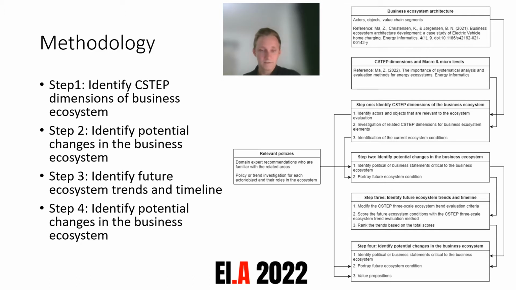So in step 1, we identify the C-STEP dimensions of the business ecosystem and thereby identify the current system. For step 2, we identify the potential changes in the business ecosystem that can help us portray this future ecosystem. For step 3, we try to come up with the timeline stage transitions for the future ecosystem. And in step 4, we identify the potential changes and thereby identify value propositions.